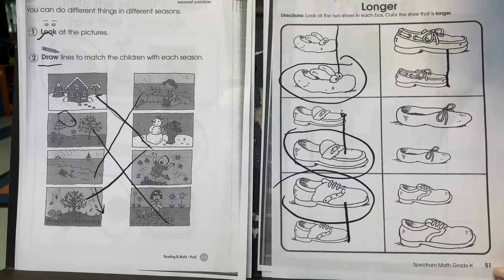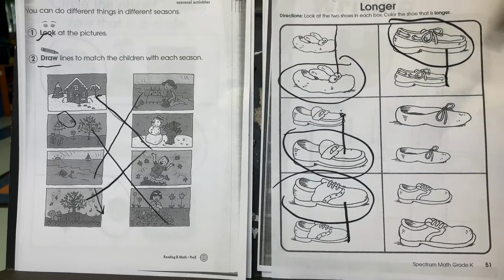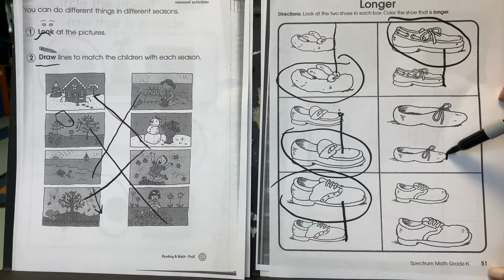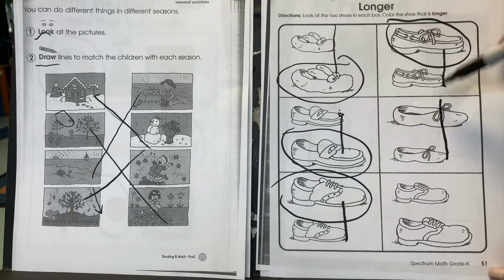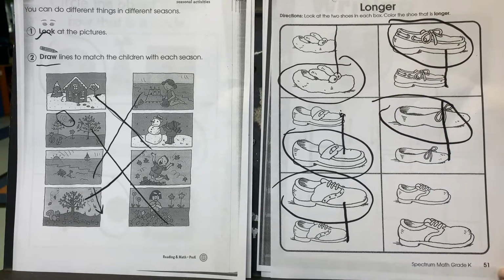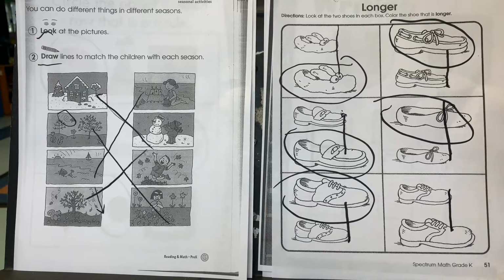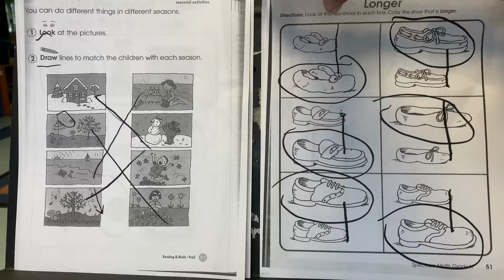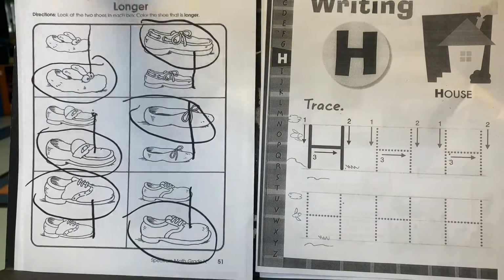This shoe keeps going. Now I know your eyeballs are working, so you can probably tell by just looking which shoe is longer. But if you're not sure, you can always draw that line. And if the other shoe keeps going, that's the longer or the bigger shoe. Great job.